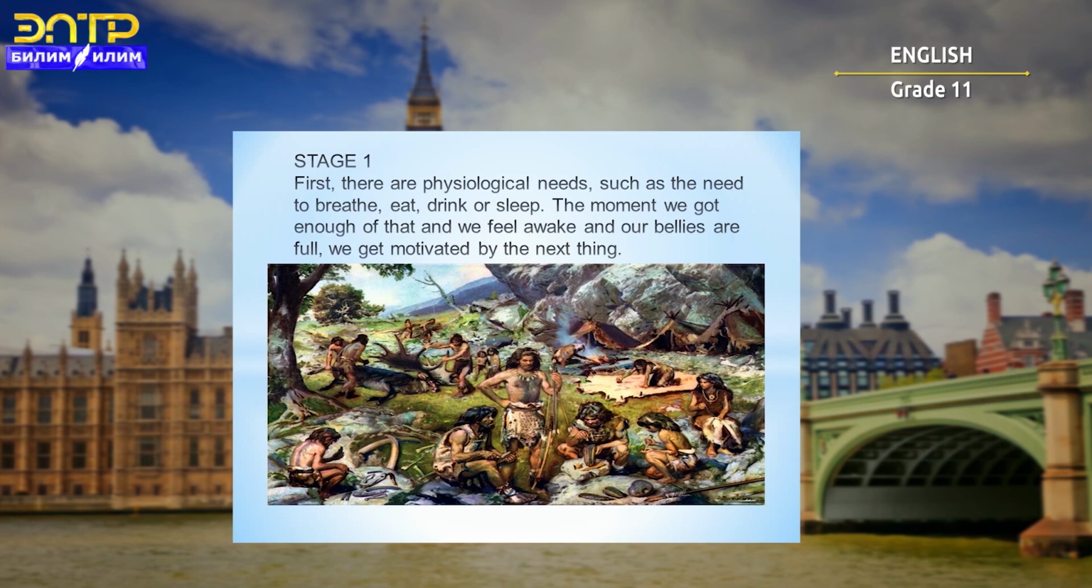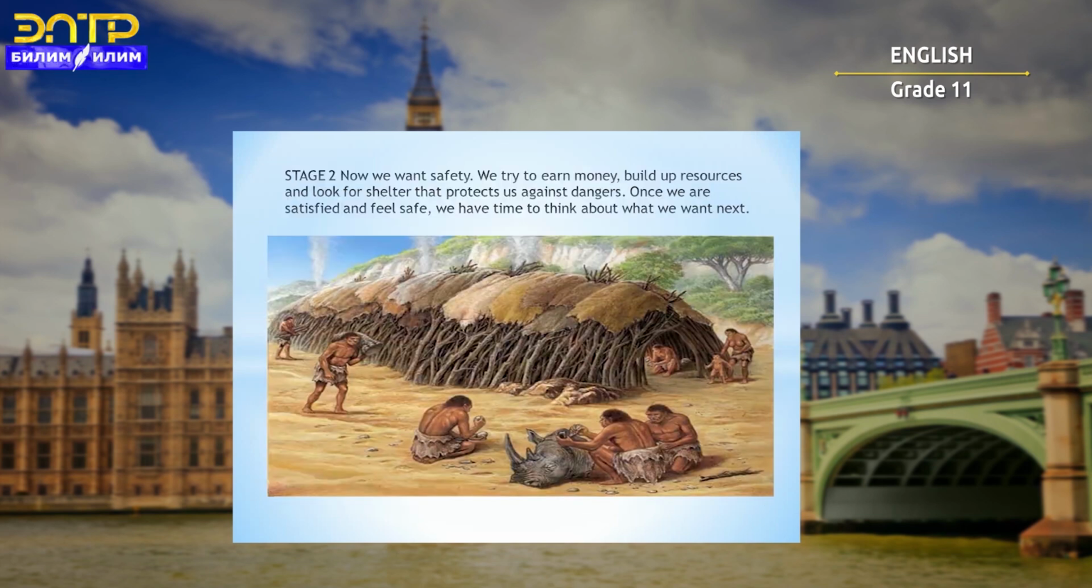The moment we get enough of that and we feel awake and our bellies are full, we get motivated by the next thing. The second stage. Now we want safety. We try to earn money, build up resources, and look for shelter that protects us against dangers. Once we are satisfied and feel safe, we have time to think about what we want next.